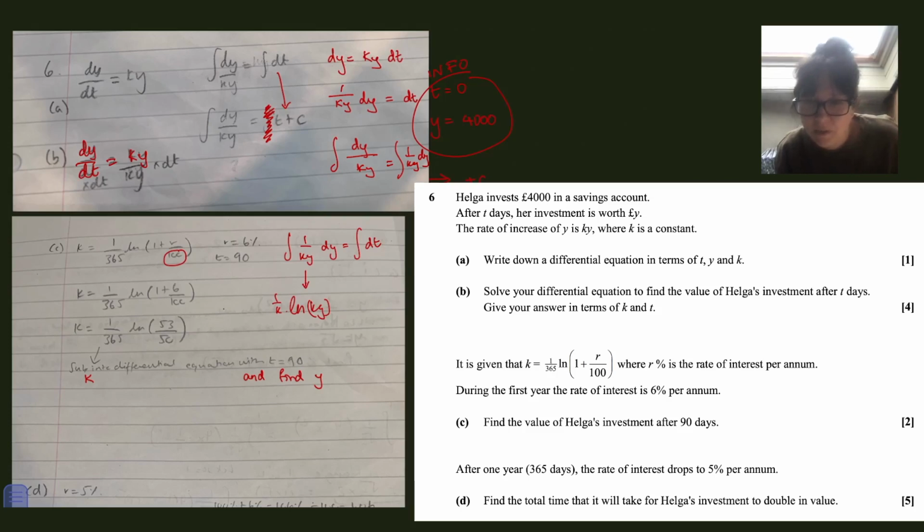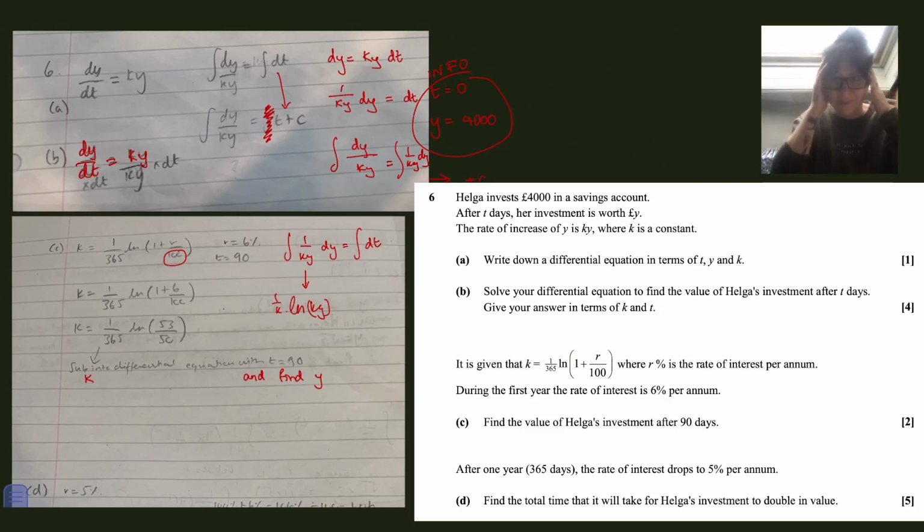Over 1 year, the rate of interest drops to 5%. So R is 5. Find the total amount of time that it will take for the investment to double. So is R 5 after 1 year? Oh, I see. I thought the interest rate dropped slowly. I read it as over 1 year, the rate drops. So I was thinking, well, how are we going to do that then? We don't know what the rate is on any. Are we going to have to work out?